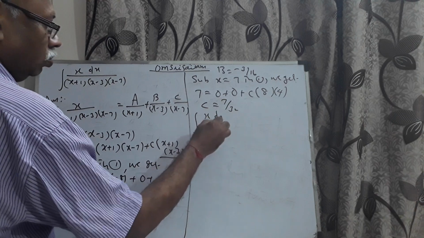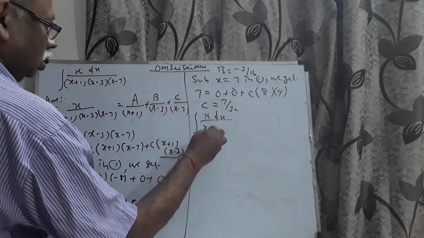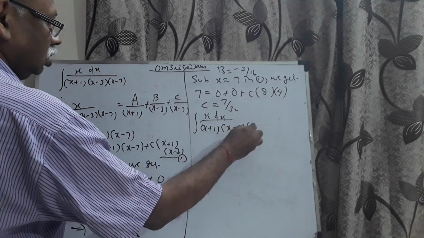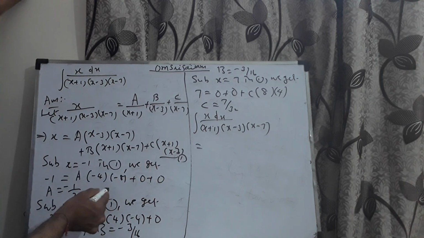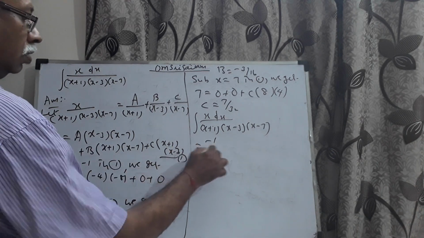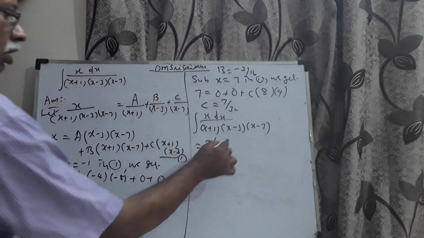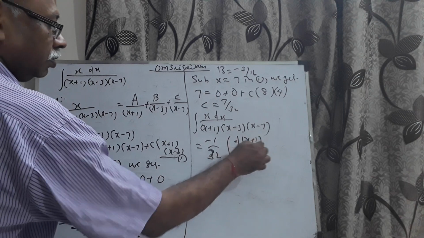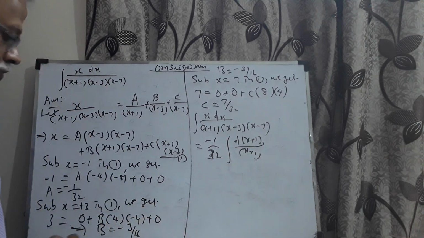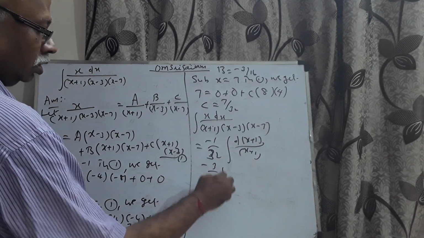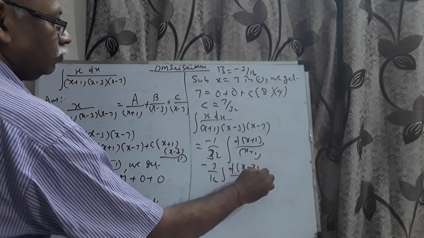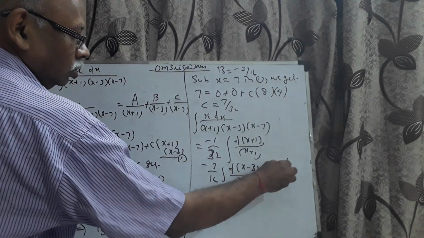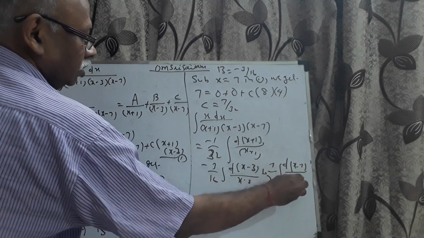Therefore, the whole integral now becomes x dx by (x plus 1) into (x minus 3) into (x minus 7). My value of a is 1 by 32. Sorry, minus 1 by 32. Sorry, there are three negative signs here. Minus 1 by 32. I corrected here anyway. Integral, I'll write it as d of (x plus 1) by (x plus 1). Then of course my value of b is minus 3 by 16, integral d of (x minus 3) by (x minus 3). Then of course plus 7 by 32, integral d of (x minus 7) by (x minus 7).